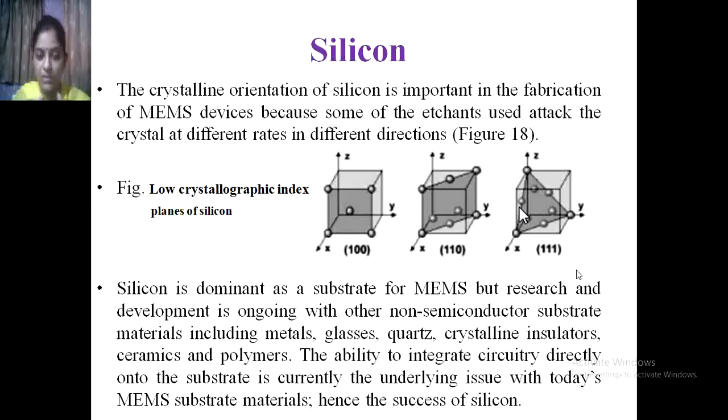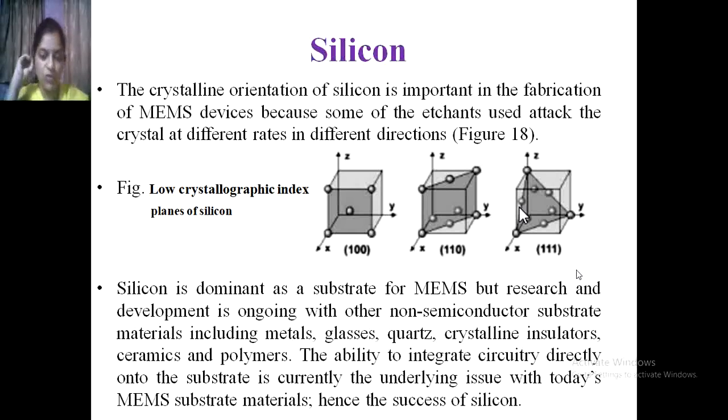With silicon, research and development is also working on non-semiconductor substrate materials, including metals, glasses, quartz, crystalline insulators, ceramics and polymers. These are also non-semiconductor substrates used in MEMS devices. The ability to integrate circuitry directly onto the substrate is currently the underlying issue with today's MEMS substrate materials, hence the success of silicon.